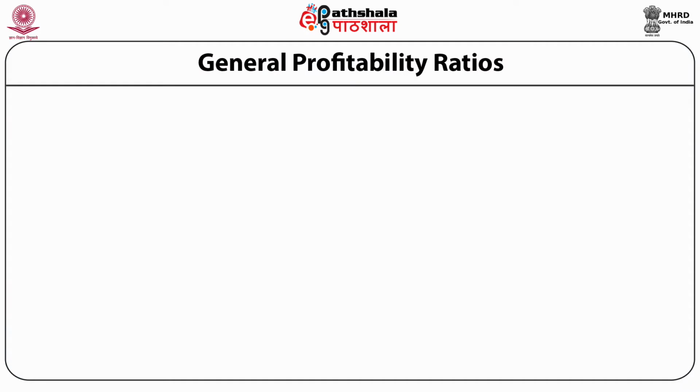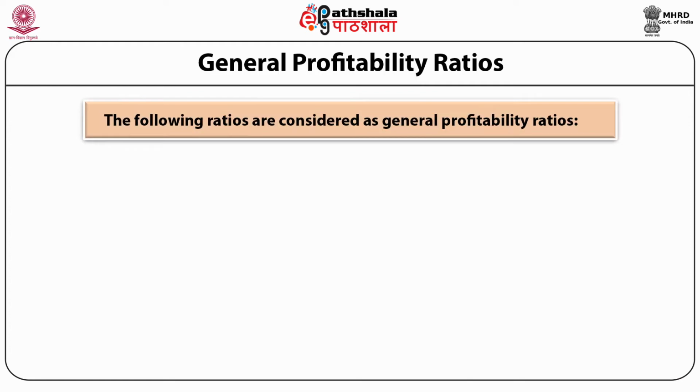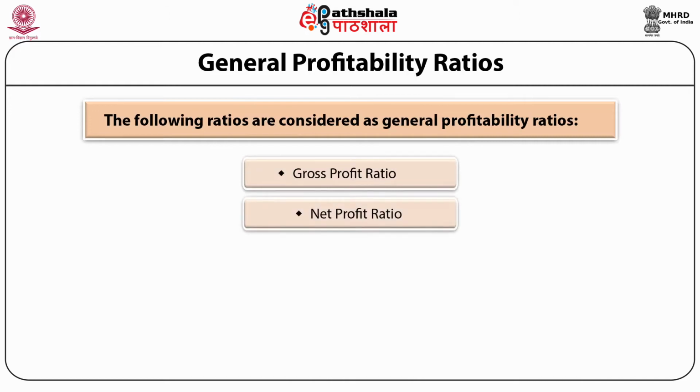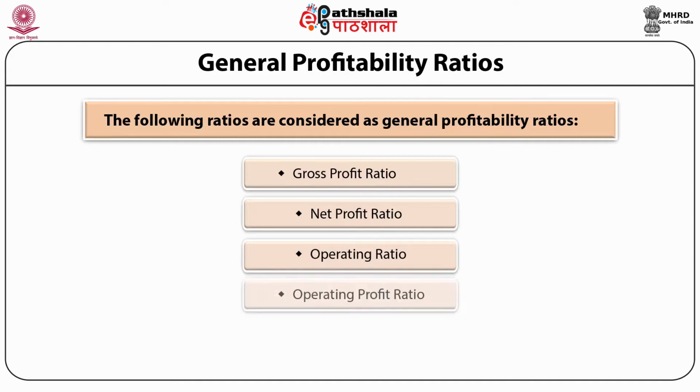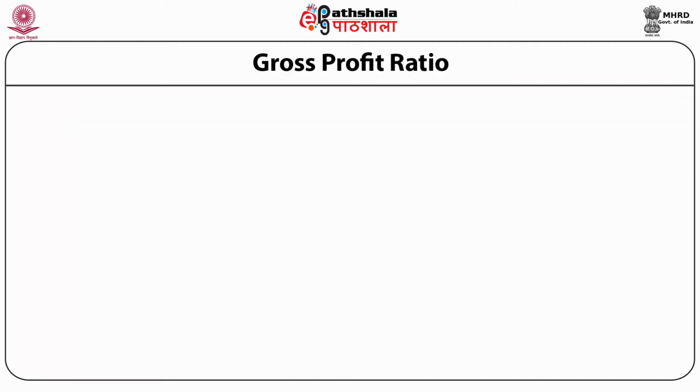Profitability ratios are of 5 types. First, gross profit ratio. Second, net profit ratio. Third, operating ratio. Fourth, operating profit ratio. Fifth, expenses ratio. Let us discuss each one in detail.